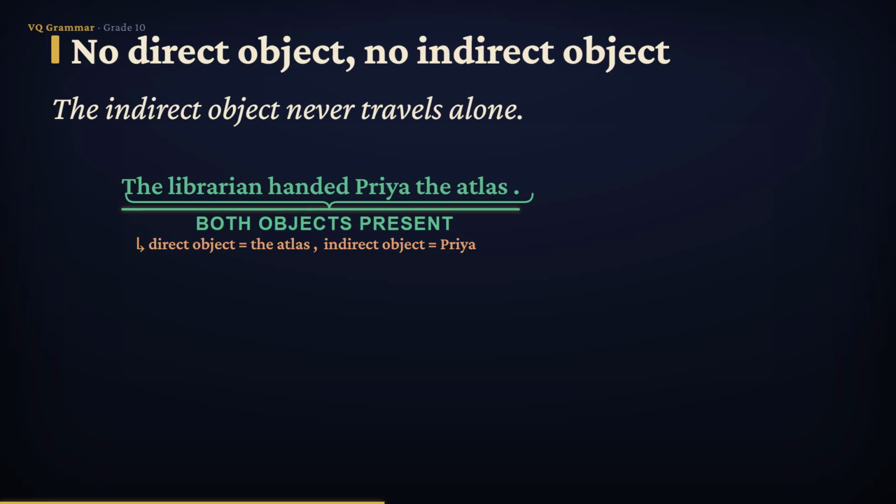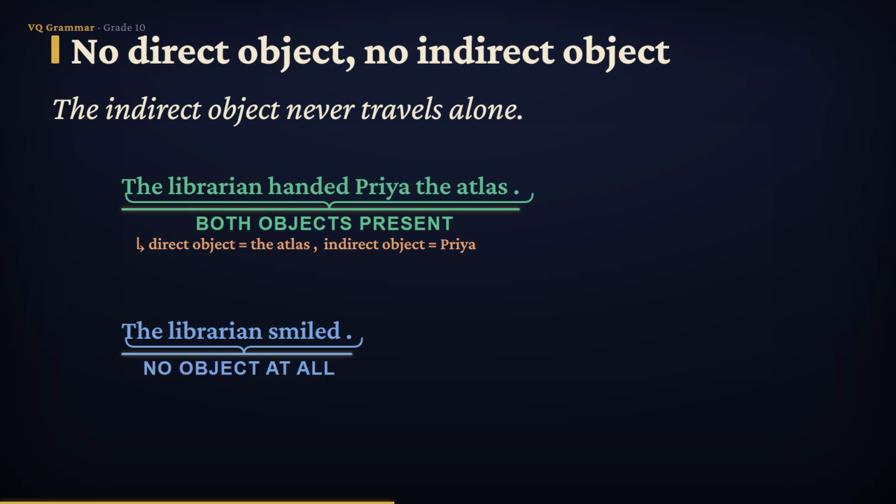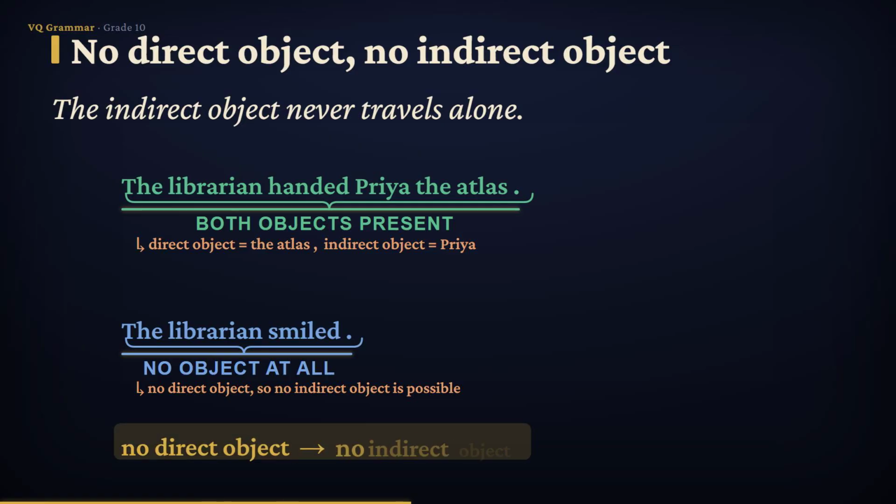Now compare it with this. The librarian smiled. Smiled what? Nothing at all. There is no direct object here. And because there is no direct object, there cannot be an indirect object either. So before you go hunting for an indirect object, always find the direct object first. No direct object, no indirect object.